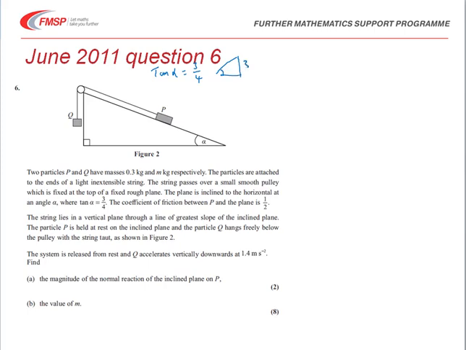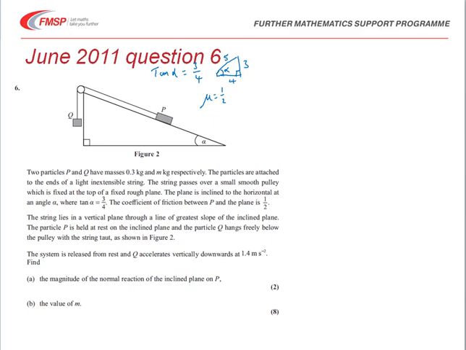So the reason for giving that is if you draw yourself a little diagram, we can see that we have a 3, 4, 5 triangle, or using Pythagoras' theorem. Therefore sine alpha is 3/5 and cosine alpha is 4/5, which are going to be useful. Also we're told that mu is equal to 1/2. So it's worth putting the information from the question onto the diagram.